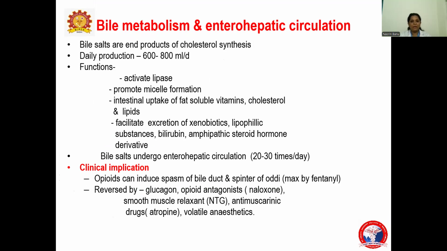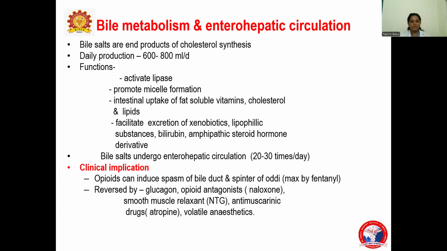Bile metabolism and enterohepatic circulation. Bile salts are end products of cholesterol synthesis. The daily production is about 600 to 800 ml per day. Functions: activate lipase, promote micelle formation, intestinal uptake of fat-soluble vitamins, cholesterol, and lipids, and facilitate excretion of xenobiotics, lipophilic substances, bilirubin, and amphipathic steroid hormone derivatives. Bile salts undergo enterohepatic circulation about 20 to 30 times per day.